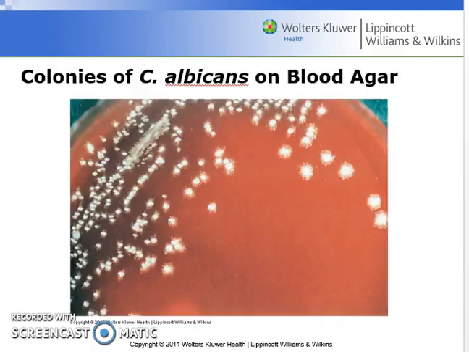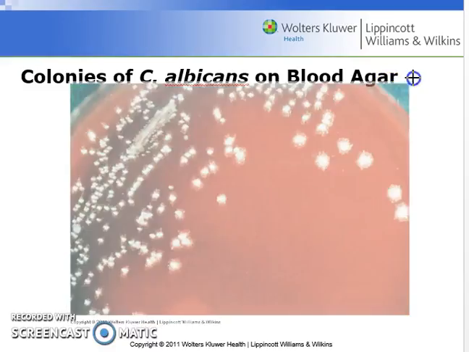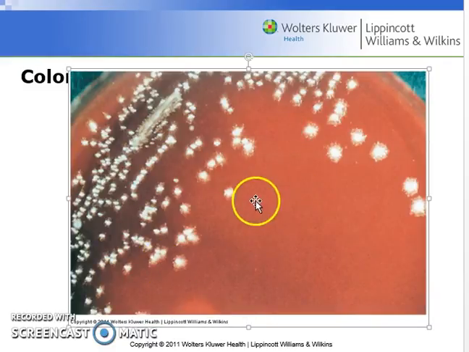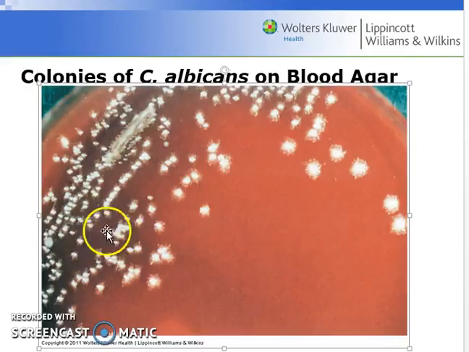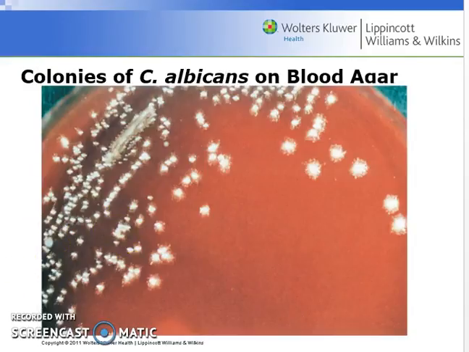Here's an image of the Candida albicans that's grown on blood agar. It looks like what you would see if you just had some bacterial colonies growing on it, but if you actually had this in front of you, you'd be able to tell that the fungus itself looks a little bit more hairy-like and fuzzy-like than what bacteria actually look like underneath the microscope.